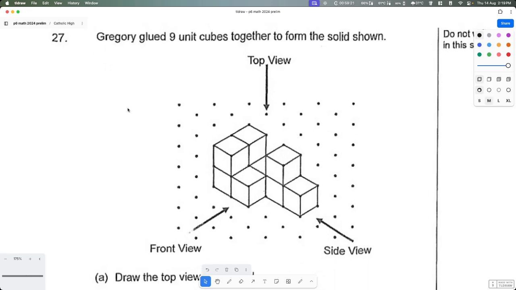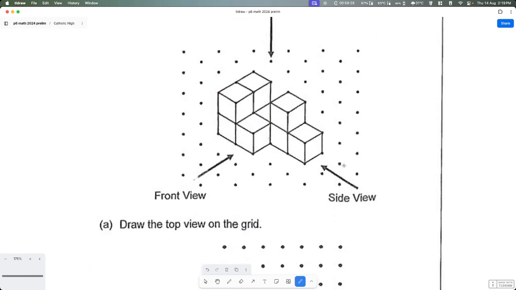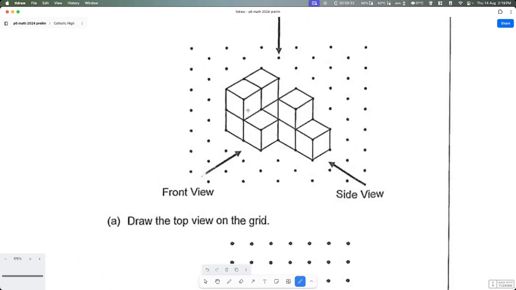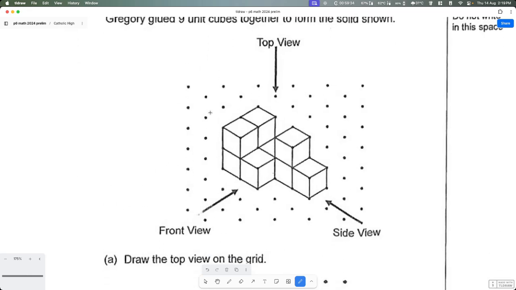Question 27. Gregory glued 9 unit cubes together to form the solid shown. See top, front, and side views. So you have the top. Okay, so draw the top view. I'm going to put a number, right? So we have 1, and then we have 2. Okay, and then we have 3, then we have 4, which is the tiny corner here, and then we have 5, and then we have 6 over here.